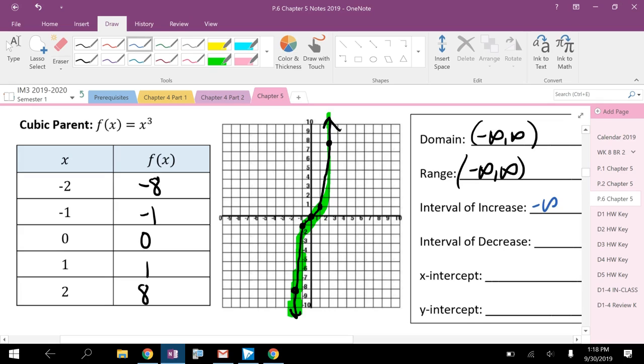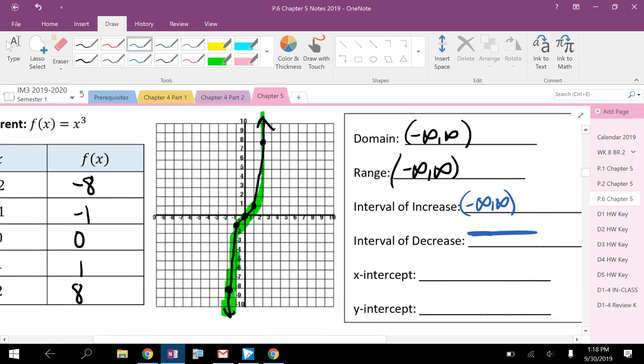Yeah, all real numbers. Negative infinity. That means it's always increasing because it's never decreasing. I'll put a little dash there. Now, tomorrow and the next day, you're going to see something that looks like this. Don't write it down. And there will be decreasing going on. But in this case, there will not be. They both have an x and y intercept at 0, 0.